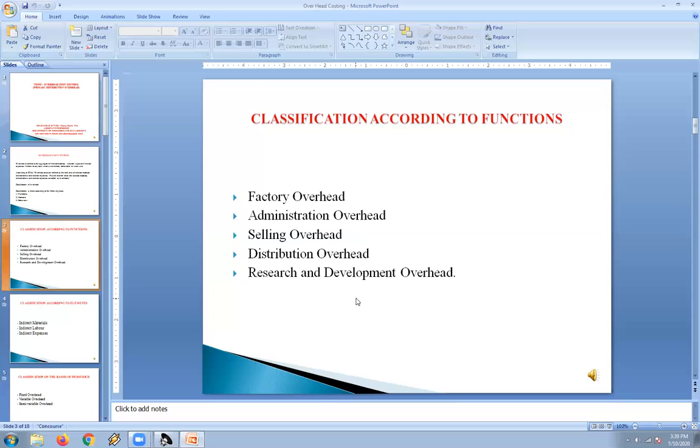Distribution overheads are the total indirect costs associated with the distribution of finished products, from bringing the packed goods available for dispatch to reconditioning returnable empty containers for reuse. For example, packing charges, carriage, and freight outwards come under distribution overhead. Next is research and development overheads. These are the indirect costs incurred for the research and development activities undertaken by the organization for the development of new products and improvement of existing products.